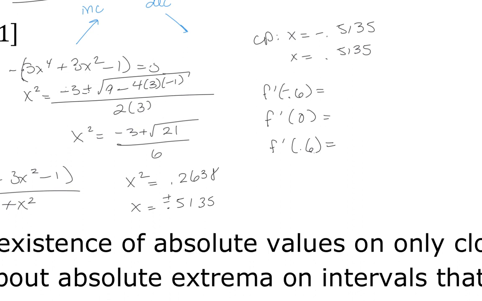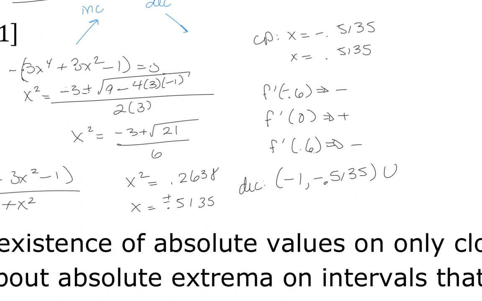So I put in -0.6 and I get a negative number. I put in 0, I get a positive number. And these aren't actual answers, so let me put arrows here. And then I put in 0.6 and I get a negative number. And I'm putting these values into my derivative, okay? So this tells me between -1 and negative 0.5135, we are negative. So that means we are decreasing.